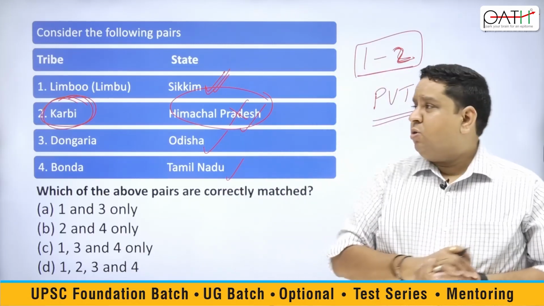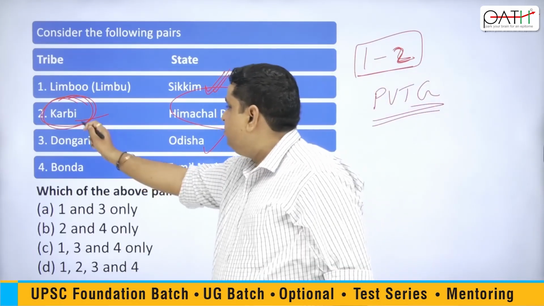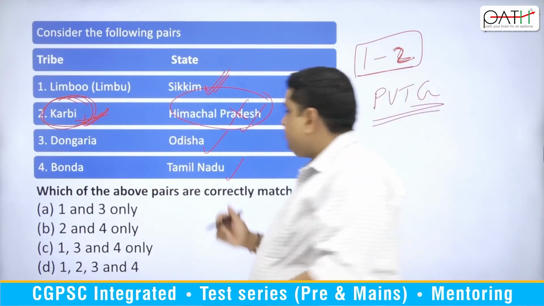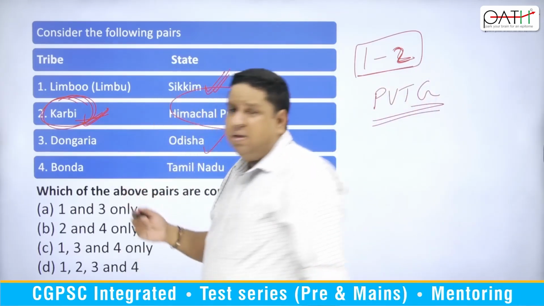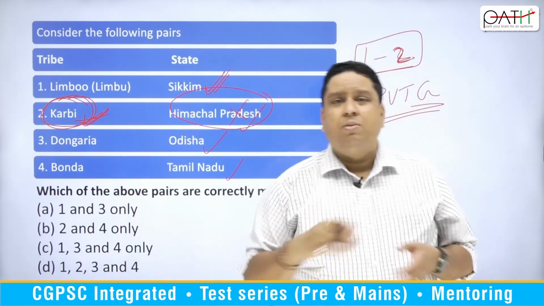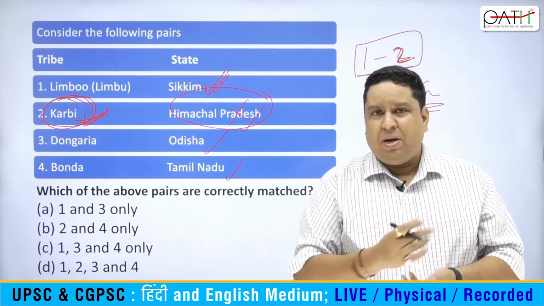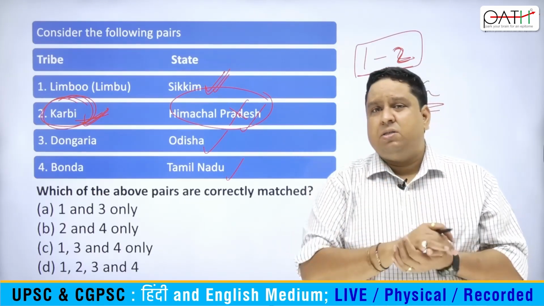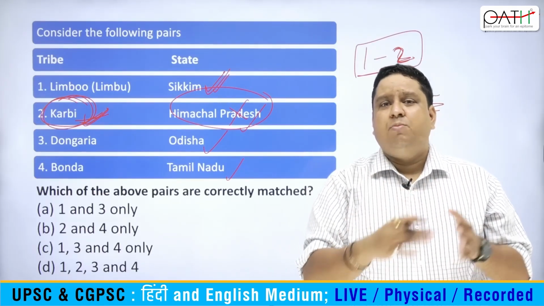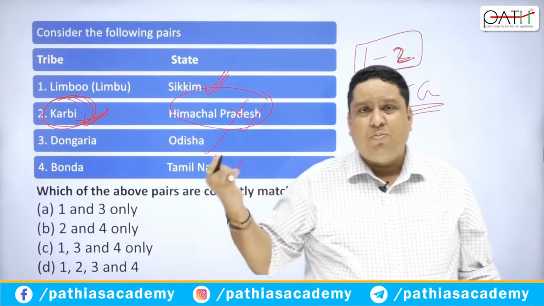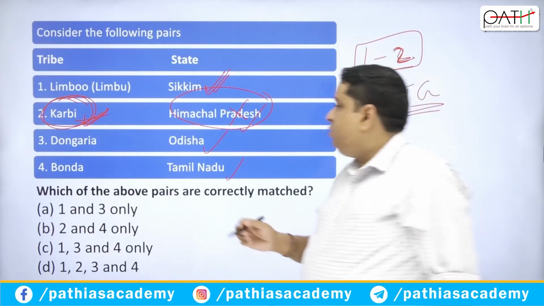So Karbi, they are basically the descendants of the Meghalaya region. Similarly, not only the Meghalaya part, the Assam region, the northeastern part. Okay, because it's a plateau, right? So it's a plateau. So the entire northeastern part, particularly the Assam and some parts of the Meghalaya region. So these are the tribes which are residing in that particular region. Then comes Dongariya tribe.